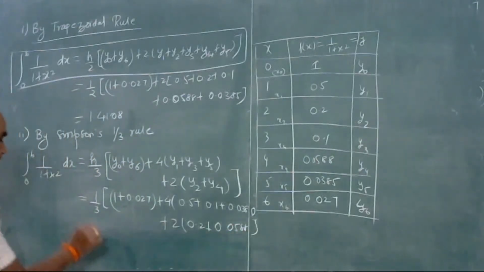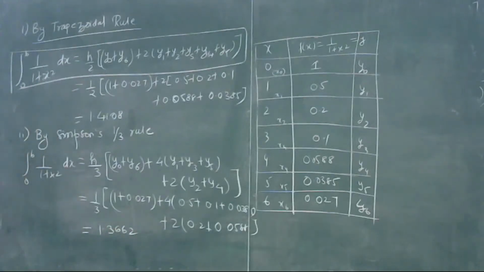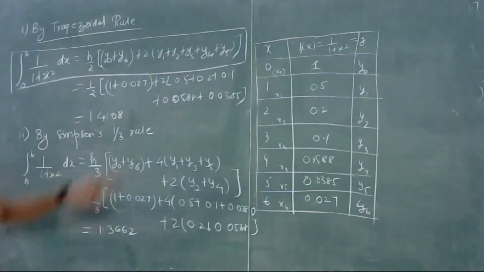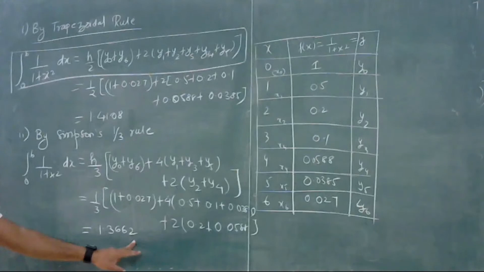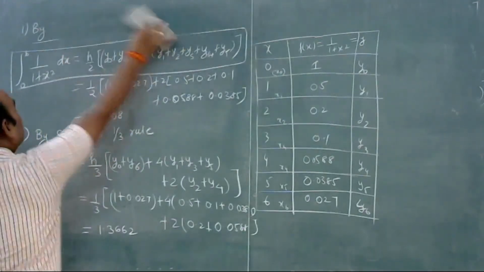Solving this, these are approximate values. Okay, so we are getting 1.366. So using the trapezoidal rule you are getting 1.4108, and by using Simpson's 1/3 you are getting 1.3662. Okay, then we will use Simpson's 3/8 rule.